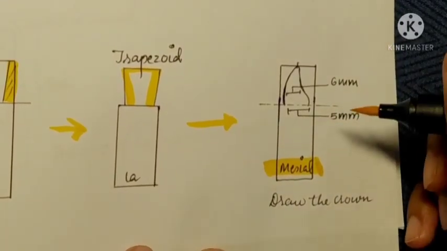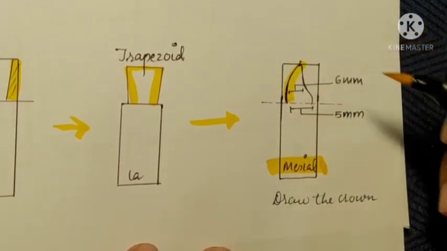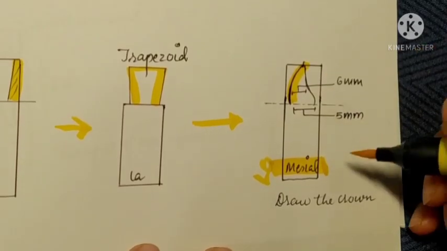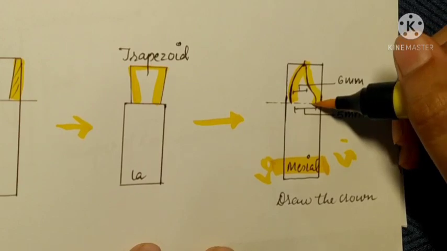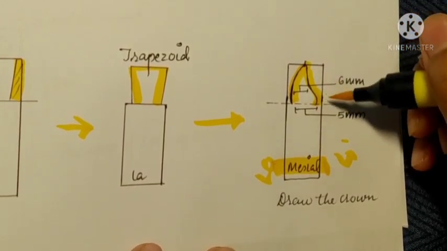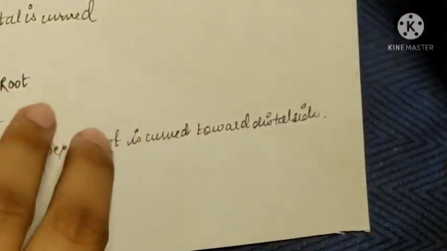The crown is convex and concave. It's completely convex at the labial side. This is our labial side. In the lingual side it is concave and convex: at the cervical third it's convex, but the rest of the area is concave. So we have marked our crown. Now moving to the next step.